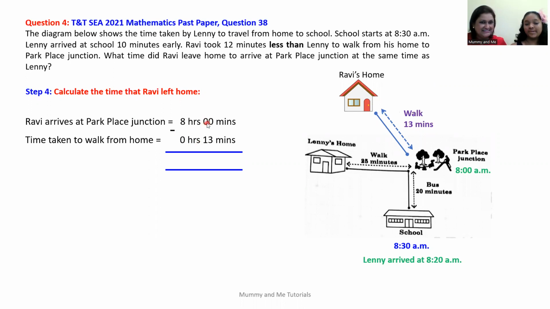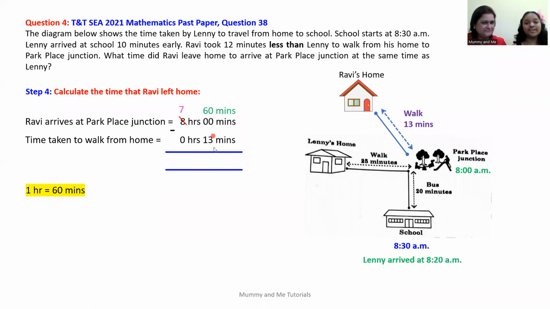So since 0 minutes cannot minus 13 minutes. Ooh, that's tough, isn't it? So what do we do? We need to borrow 1 hour from the 8 so that we have 7 hours. And we're going to carry across that 1 hour to the minutes column. But remember that 1 hour is equal to 60 minutes. Got it. So that will become 60 minutes plus 0 minutes, which is 60 minutes. So then this will become 60 minutes minus 13 minutes. How do we do that?